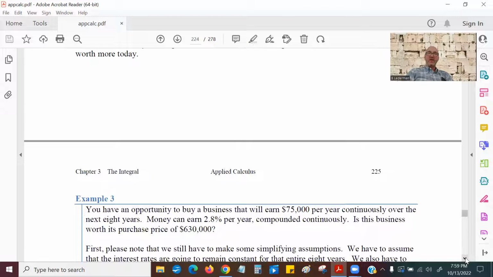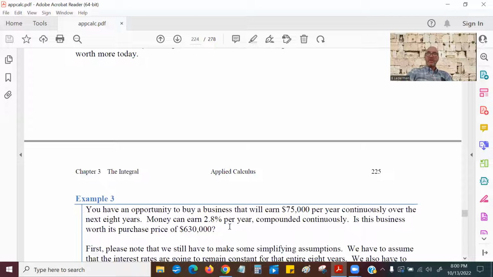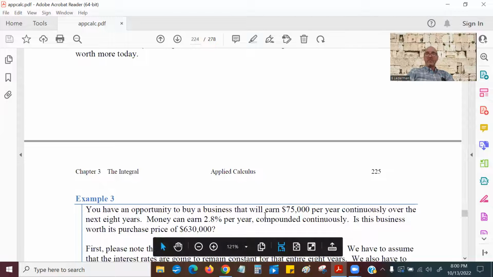So example 3: you have the opportunity to buy a business that will earn $75,000 per year continuously over the next 8 years. Money can earn 2.8% per year compounded continuously. Is this business worth a purchase price of $630,000? In other words, the seller is asking for $630,000, and is it worth it, given how much you're going to earn in the next 8 years and so forth? So let's see.